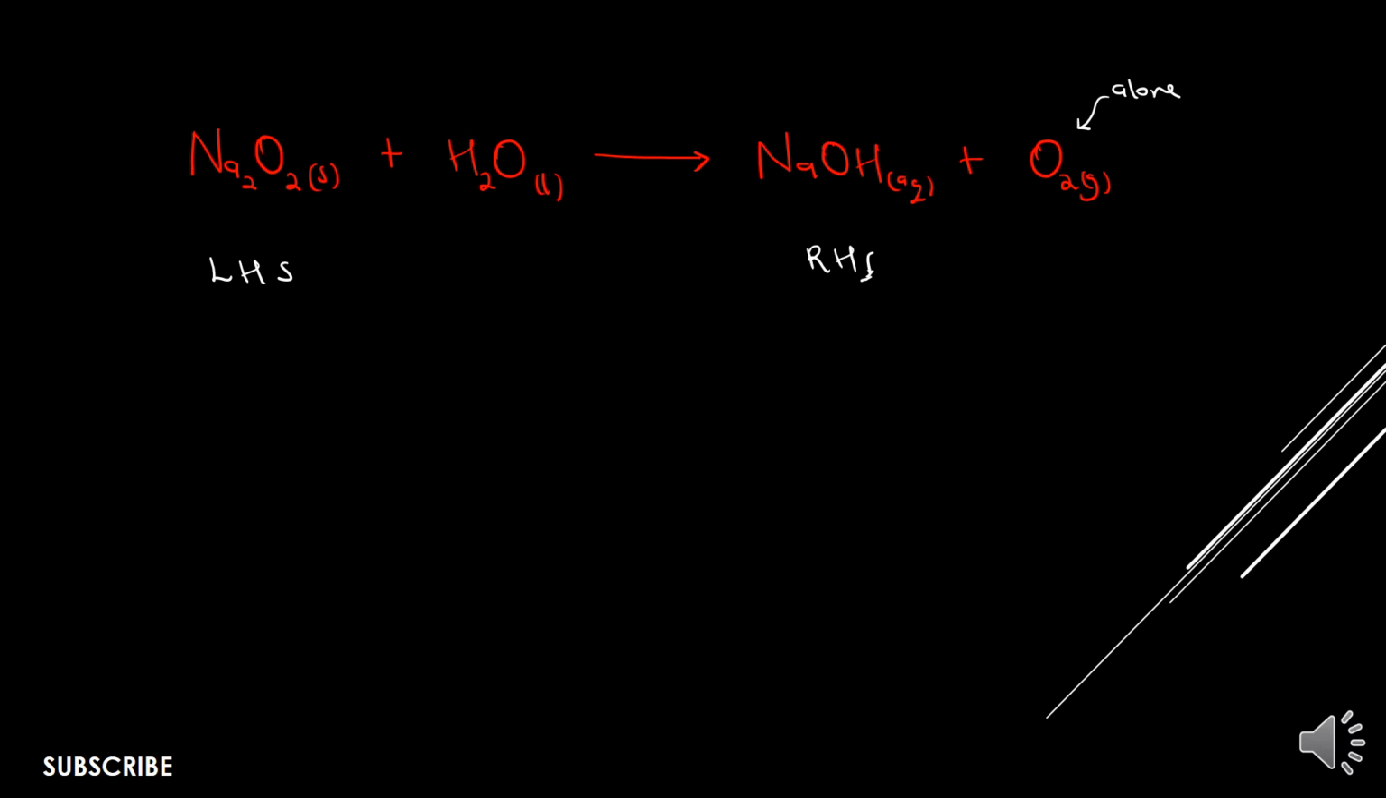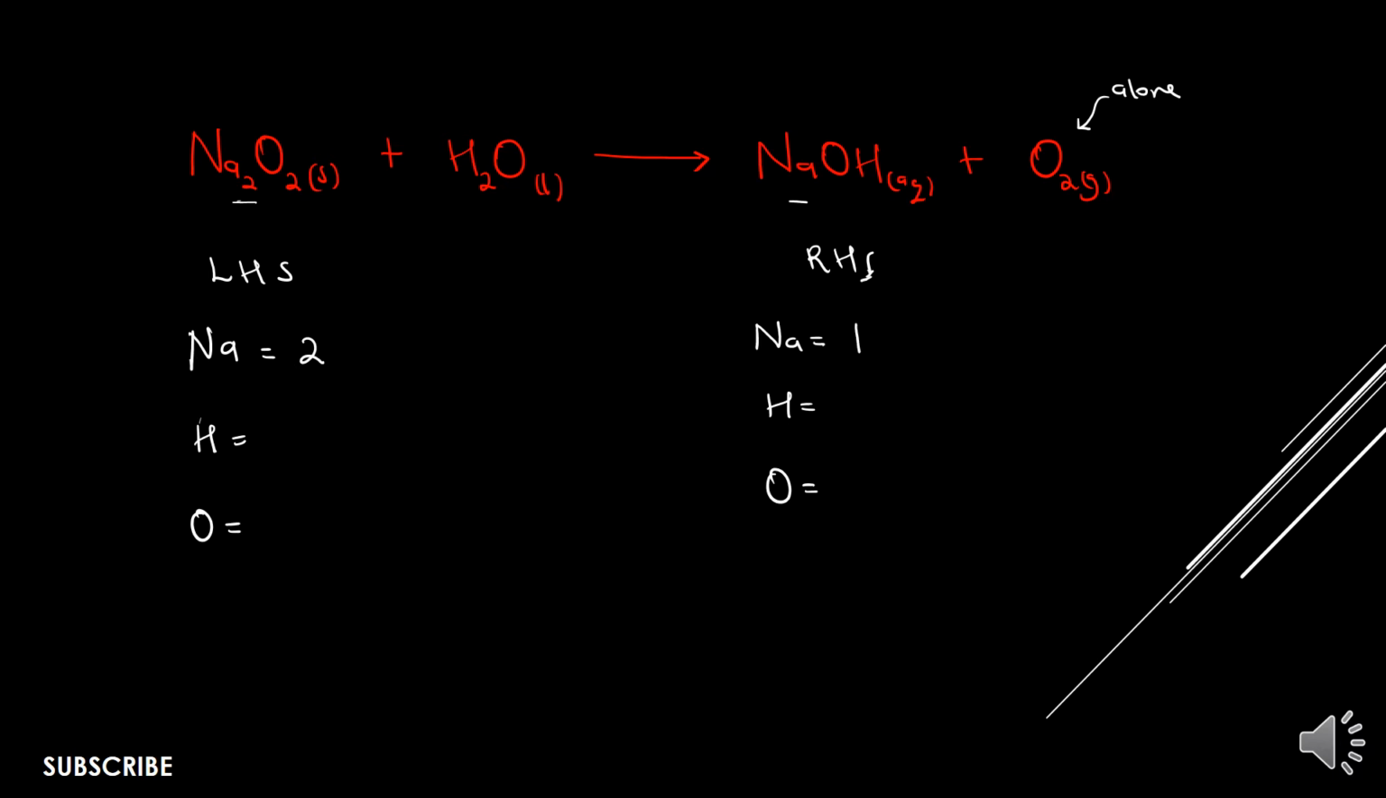So we shall start with our sodium on the left hand side, then hydrogen, and then lastly oxygen atoms. The same applies to the right hand side. We have our sodium, hydrogen, and then oxygen atoms. So let's look at our left hand side. We have 2 atoms of sodium. On our right hand side we have 1 atom of sodium.